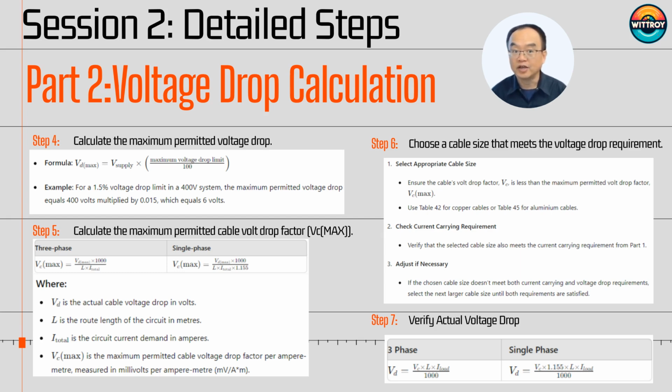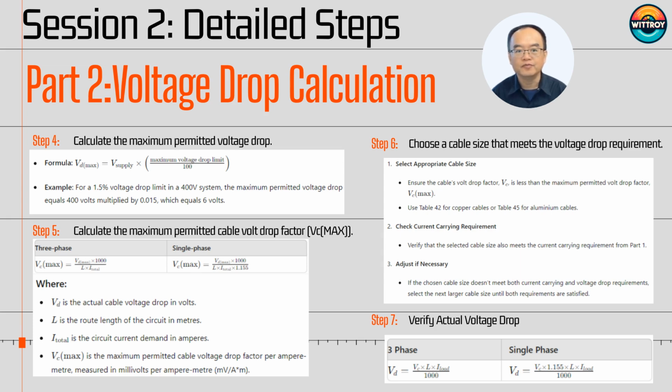Step 5. Calculate maximum permitted cable volt drop factor, VC max. For a three-phase system, calculate the maximum permitted cable volt drop factor by dividing the maximum permitted voltage drop by the product of the length of the cable run and the total load current, and then multiplying by 1000. For a single-phase system, calculate the maximum permitted cable volt drop factor similarly, but also include a factor of 1.155 in the denominator.